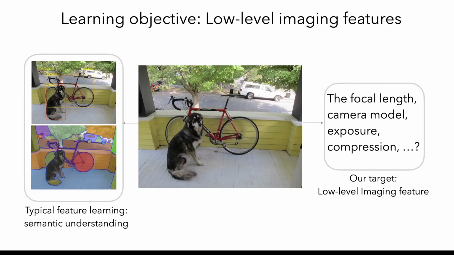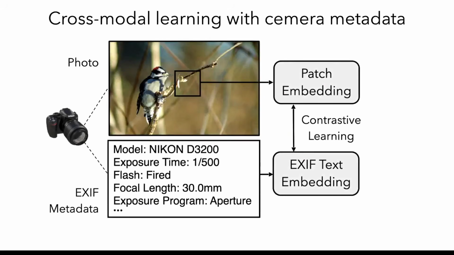These low-level features have demonstrated to be extremely important in various tasks, such as image forensics and 3D reconstruction. We propose to learn these low-level information from the camera metadata that is automatically inserted into the image file at the moment of capture. We treat the whole piece of metadata as language, and use contrastive learning to learn joint embedding between image patches and camera metadata.